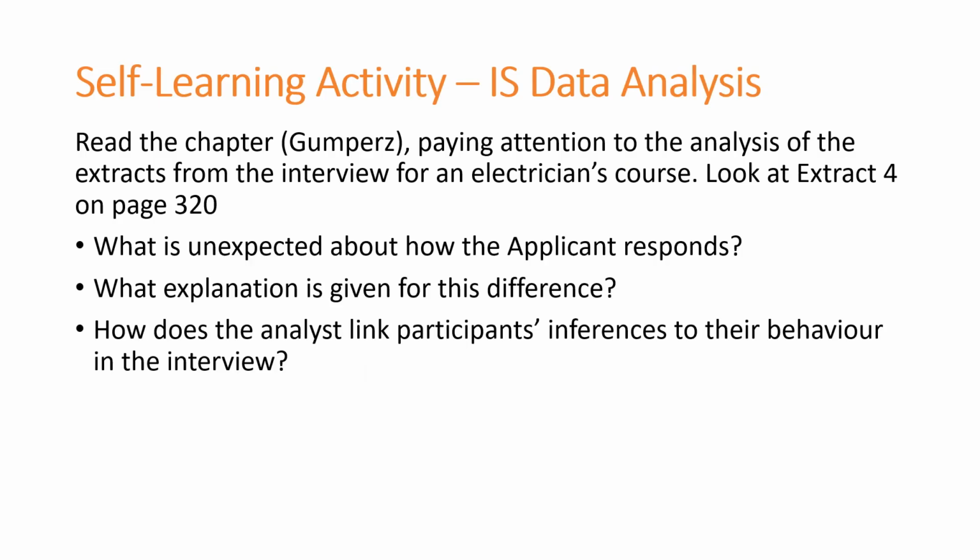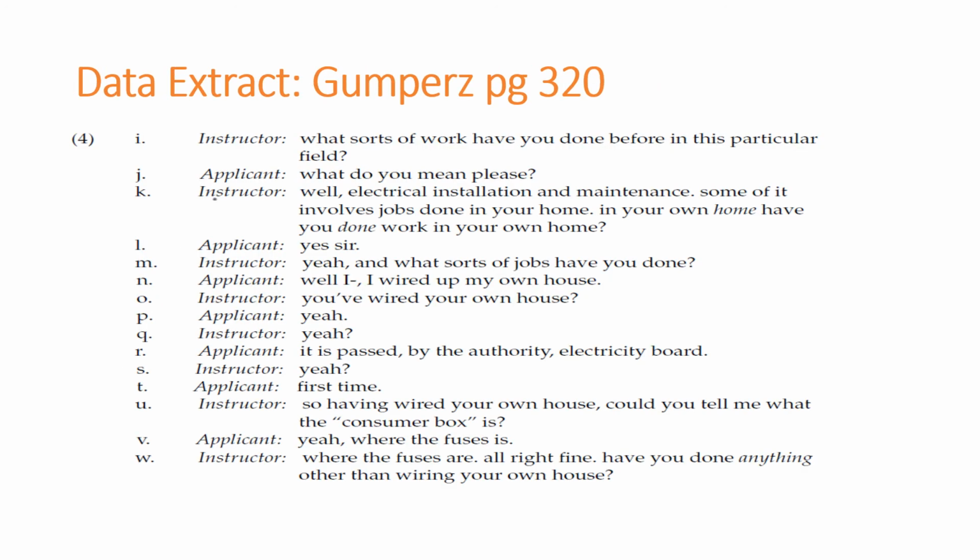So now we've talked a little bit about IS and you've had a general introduction to it. Here's a self-learning activity for you to do. Look at the required reading, the chapter by Gumperz, and we're going to focus on one particular extract, but it would help if you read the whole chapter. For this self-learning activity, we're focusing on extract 4, which is taken from a job interview. Look at the extract as well as read Gumperz's analysis of this extract and answer these 3 questions. This is the data extract for the self-learning activity. You'll find it in Gumperz on page 320.